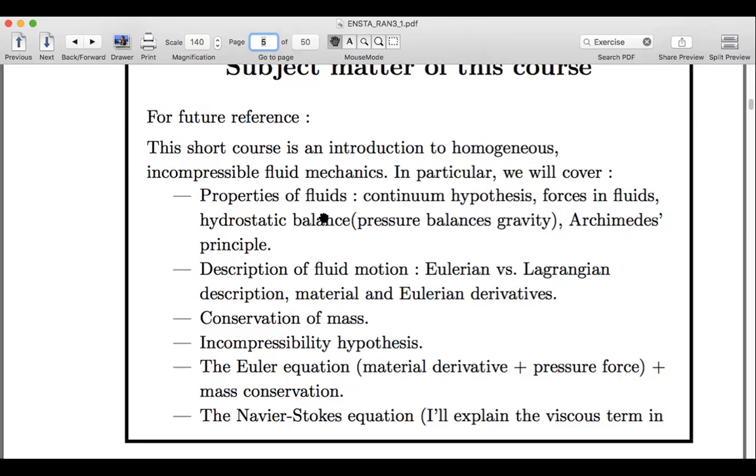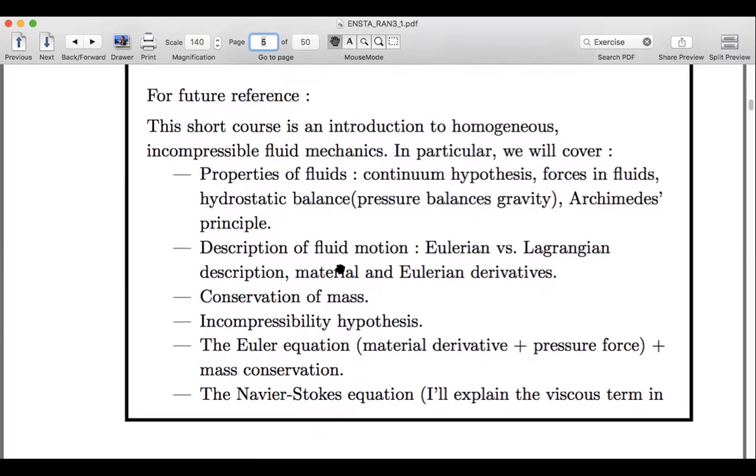So we'll learn about the properties of fluids. They're based on something called the continuum hypothesis. We'll spend quite a bit of time understanding the forces within a fluid, and then the key balances, in particular, starting with the most fundamental, the hydrostatic balance, just a balance between the force of gravity and the pressure gradient force, and Archimedes' principle.